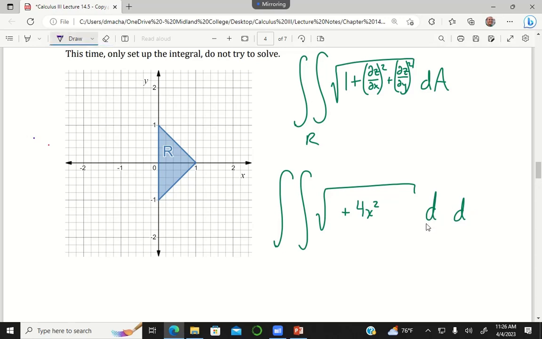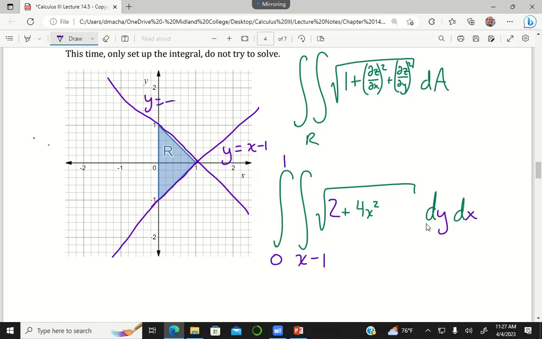Same integral. Now dy dx. And my x values can now be anywhere between 0 and 1. Since it's the outside integral, I put constants as the upper bound, lower bound. And then I have to say that y can only be between this lower bound line, the line y equals x minus 1, and my upper bound line, which is the line y equals negative x plus 1, so 1 minus x.